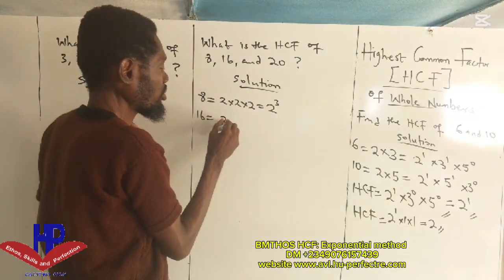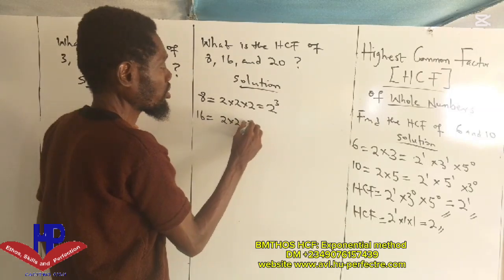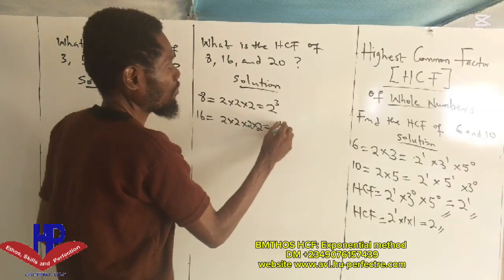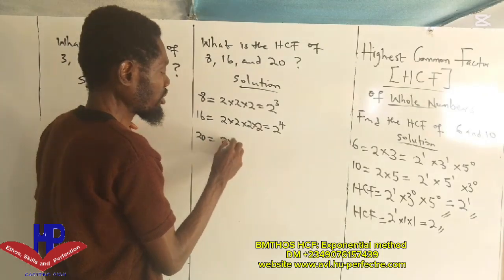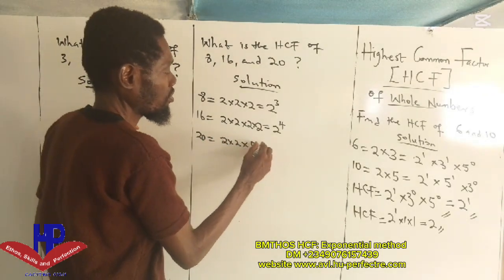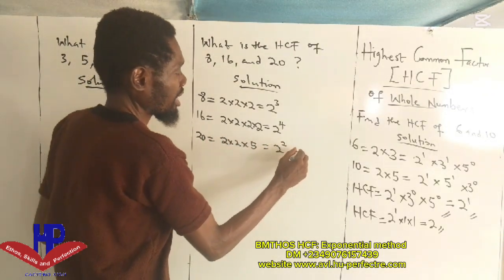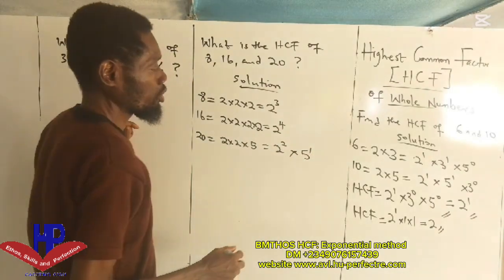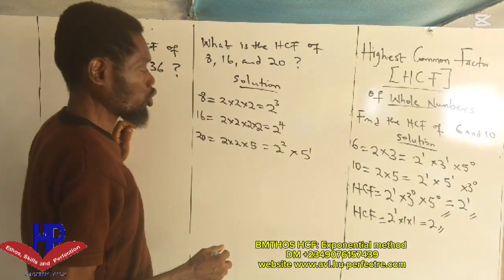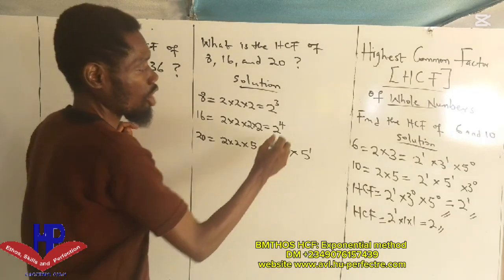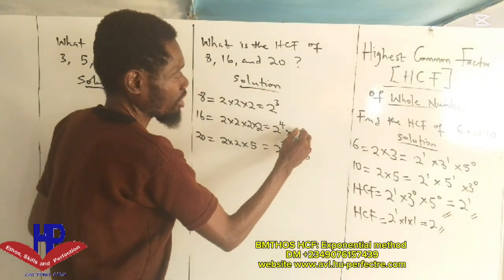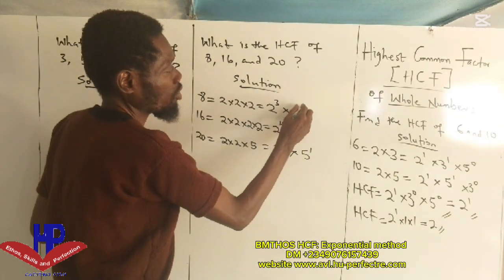16 is simply 2 times 2 times 2 times 2, which is 2 raised to the power 4. 20 is 2 times 2 times 5, which is 2 raised to the power 2 times 5 raised to the power 1. You will notice that they all have 2 as factors, but only one has 5. So I'll put here 5 raised to the power 0.